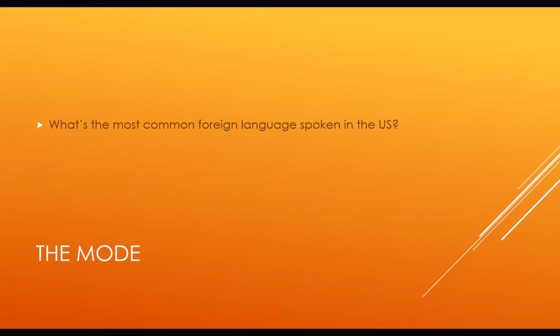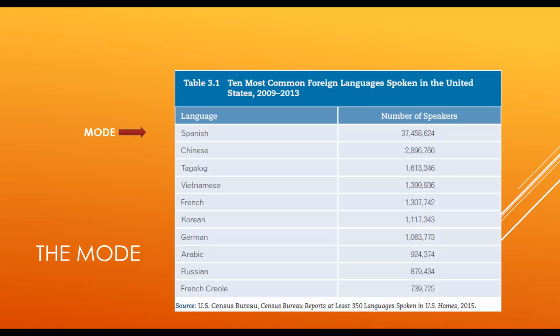So you could do the same thing. What's the most common foreign language spoken in the US? You would ask people, tally up the frequency and figure out what is the highest frequency in terms of spoken language. That'd be another way to calculate it. Again, that's for nominal data. Okay, and you can see here the number of speakers for each of those, and there's Spanish right here at the top, all the way down to French Creole, that's a smaller number. And so the mode is Spanish because it has the highest number of speakers.